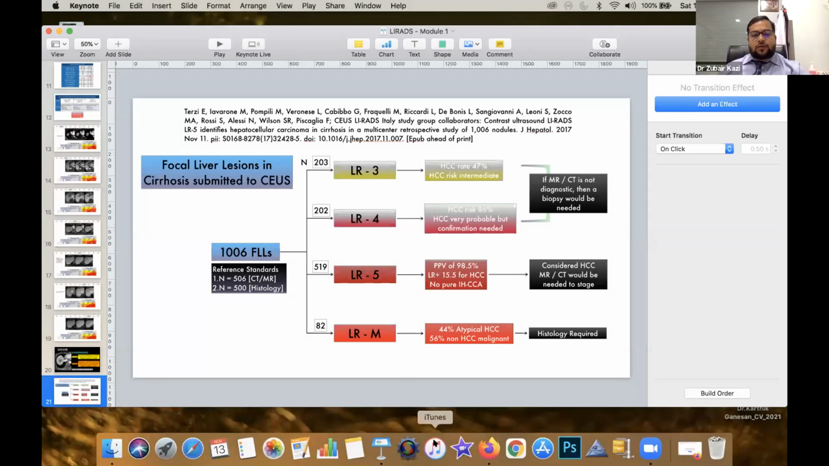Thank you, Dr. Karthik, for an exhaustive talk on LIRADS. I think there is a question in the question and answer session. How to differentiate HCC from hemangioma on case 4?